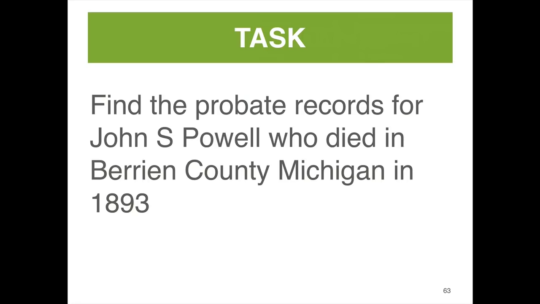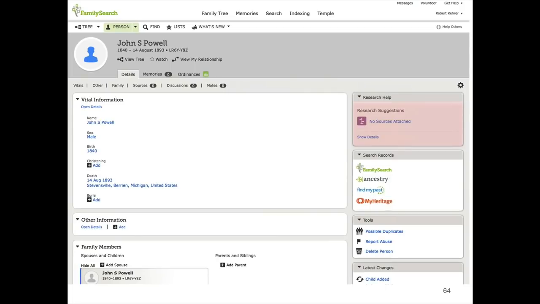To do that, let's look for a probate record for John S. Powell. Now, I know John lived in Berrien County, Michigan, and he died in the year 1893, but I want the probate record. To do this, I'm going to go first to his page in the tree. I'm going to do this looking for record hints. I'm going to look and search all the websites, use all the index records. I didn't find any probate records.